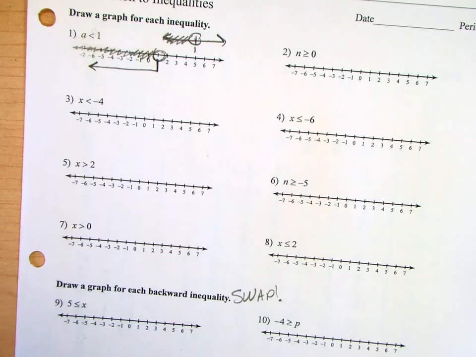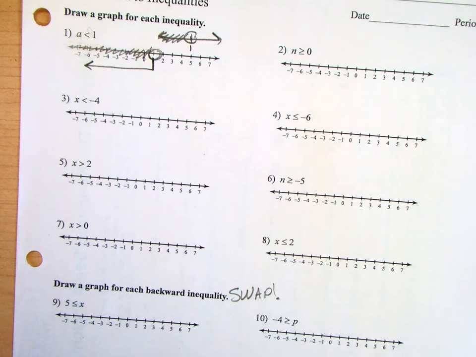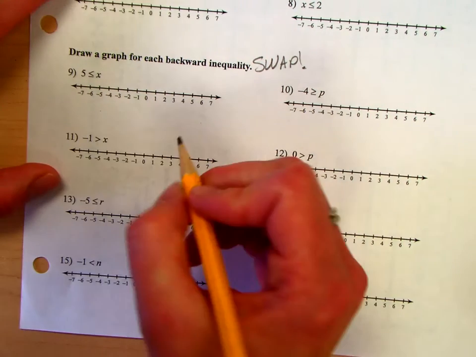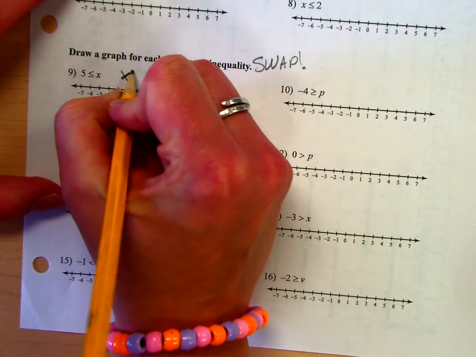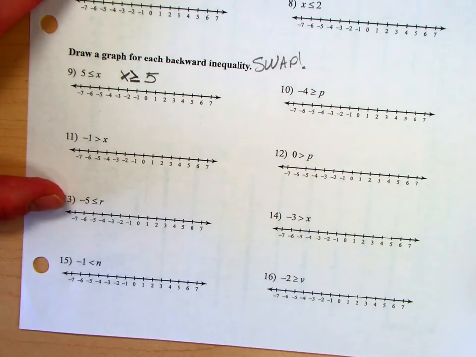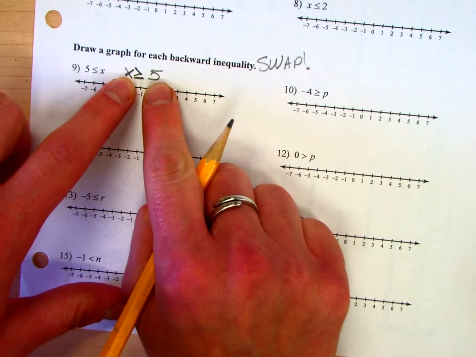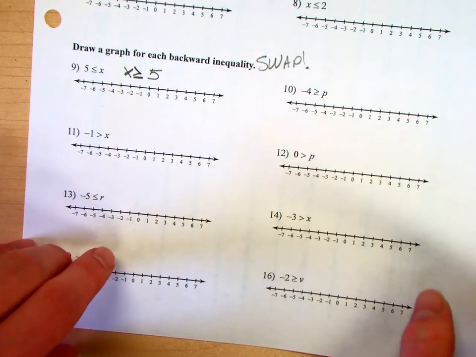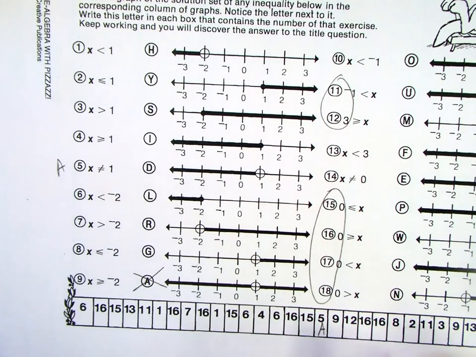You don't actually have to go through and list all the numbers on the number line because that's a lot of work. Okay? When you get to the bottom section where it says draw a graph for each backwards inequality, because these are backwards, we're going to need to do a swap. Remember, to do a swap, the letter and the number change places, and the inequality symbol changes direction. So if it starts like this, here's our change places, here's our change direction, and then you would just graph it from here.